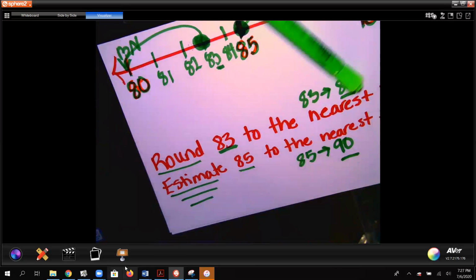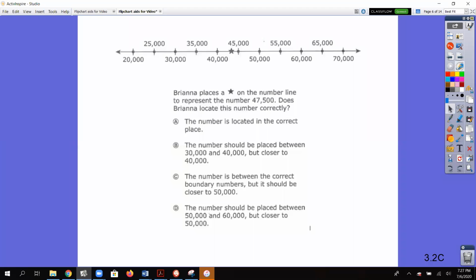And then let's do this quick example, because these are the kind of problems you will see. This question says, Brianna places a star on the number line to represent the number 47,500. So here's where Brianna put the number. What do you think? Do you think that she put it correctly? If you notice, she put it right before 45,000. Is 47,500 less than 45,000? No. Does Brianna look at this number correctly?